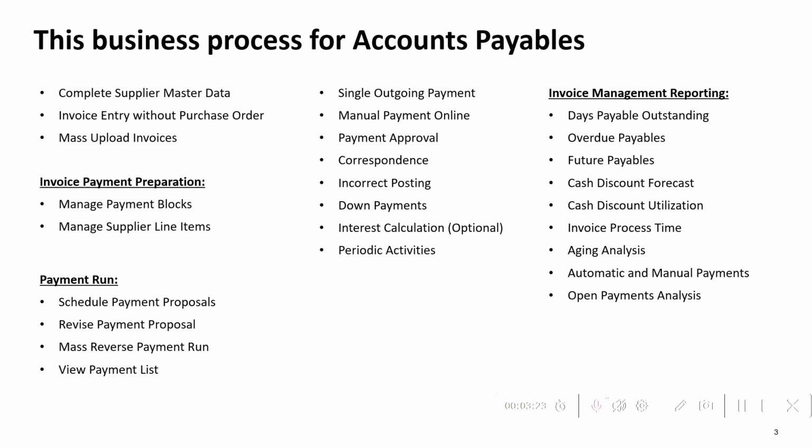Revise payment proposal. The system will create the payment proposal, a list of payments. If there are some payments you don't want to make, you can revise that payment proposal. And mass reverse of payment run: if you run the payment, you can also reverse it. Then view the payment list, what payments we are making. Then single outgoing payment: if you want to make payment for a single invoice, we can do such a transaction.